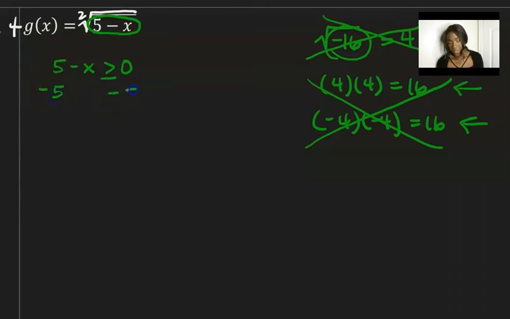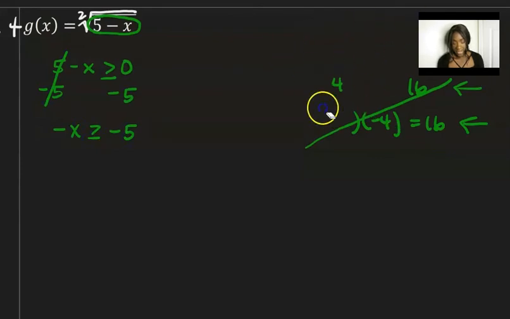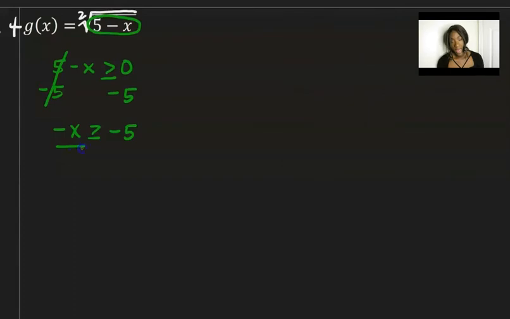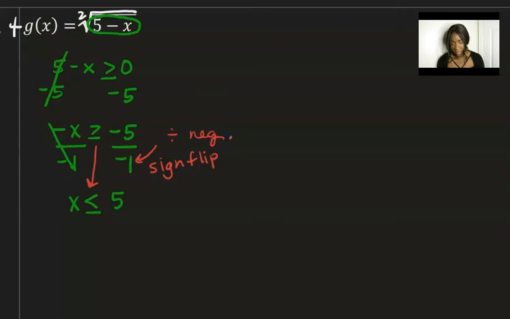So a couple ways you can move things around here. I will subtract 5 from both sides first to get that negative x is greater than or equal to negative 5. And then I want to solve for x, so I'm going to either multiply or divide both sides of the equation by negative 1. Same difference. But when you multiply or divide in an inequality, the sign changes direction. So make sure that from here to here, the sign flips because you're dividing by a negative number. So I get that x is less than or equal to 5.